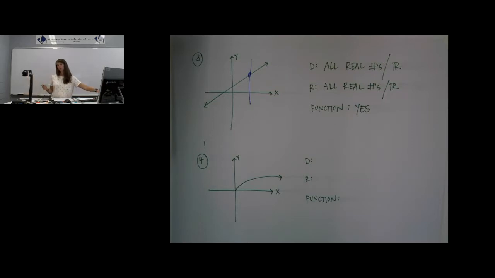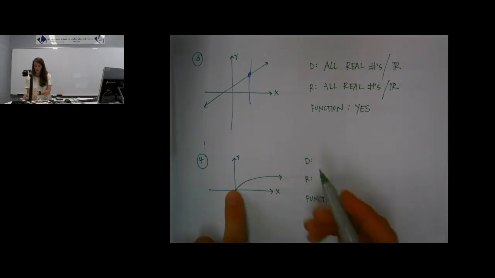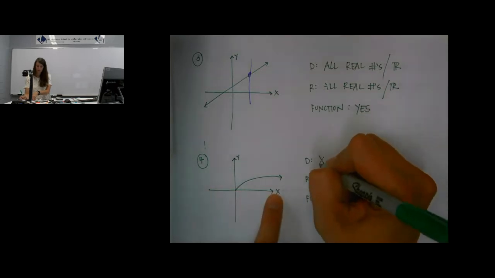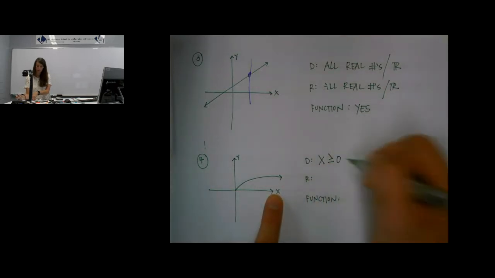Okay, this next one is actually a square root equation. So the domain is going to be all the x values. So my x value is going to be everything greater than 0 right there, because I have a stopping point right there. I don't have any negative values on my graph. So x here is going to be everything greater than or equal to 0.